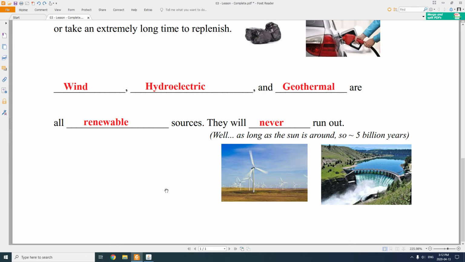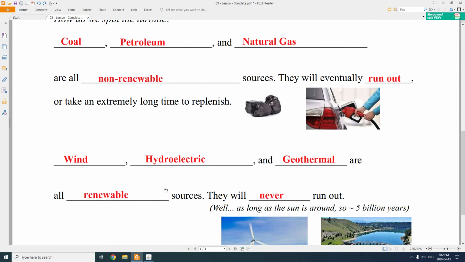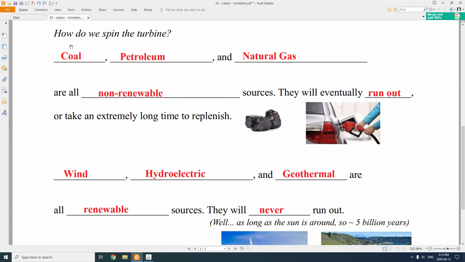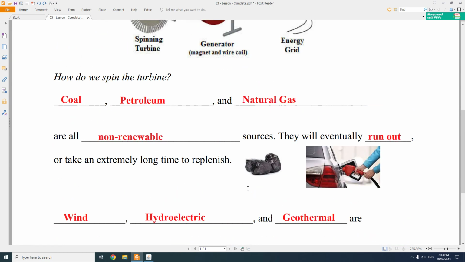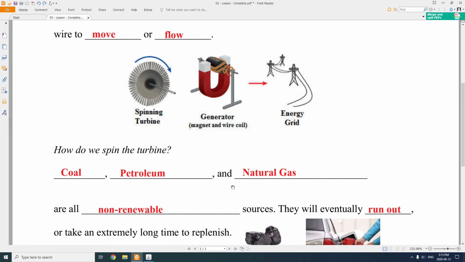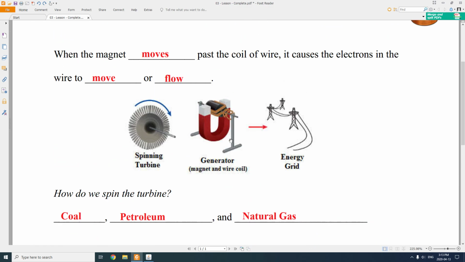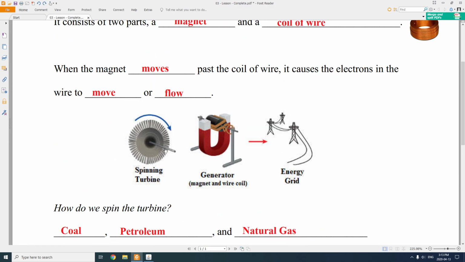Right. The main idea here, though, is that these generators are all doing the same thing, other than solar energy. Solar panels are a bit different, but everything else, whether it's a coal power plant, a natural gas power plant, wind turbine, hydroelectric, geothermal, nuclear. Nuclear would be non-renewable. They all involve this same model, right? Spin a turbine, spin a coil of wire past a magnet, which moves the electrons in the wire. Now you have energy, you have electricity.